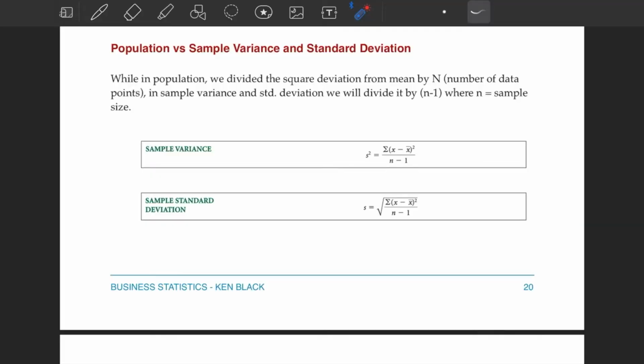So friends, in the previous videos we had covered a lot of topics from the third chapter. In this video we will try to cover the remaining topics. So the next topic is how to find the variance and standard deviation in a sample.